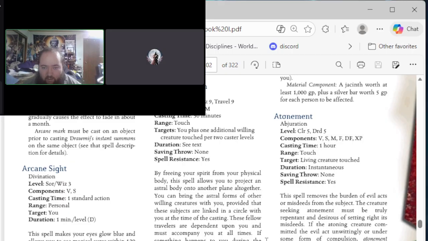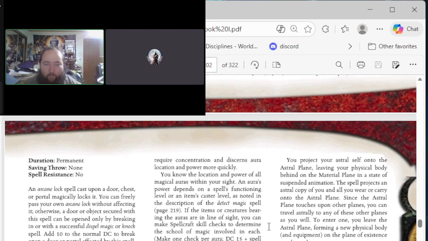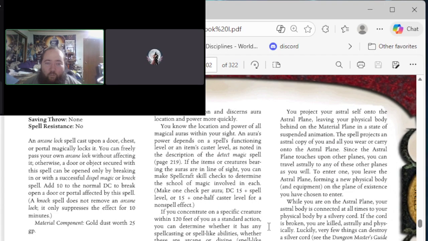Those fellow travelers are dependent upon you and must accompany you at all times. If something happens to you during the journey, your companions are stranded wherever you left them. You project your astral self onto the astral plane, leaving your physical body behind on the material plane in a state of suspended animation.